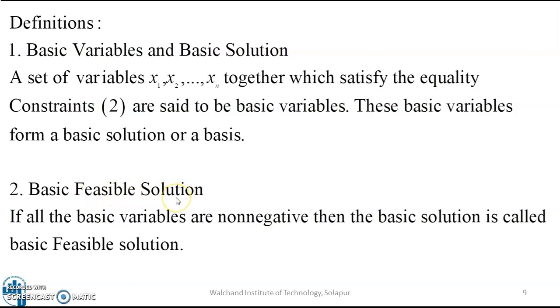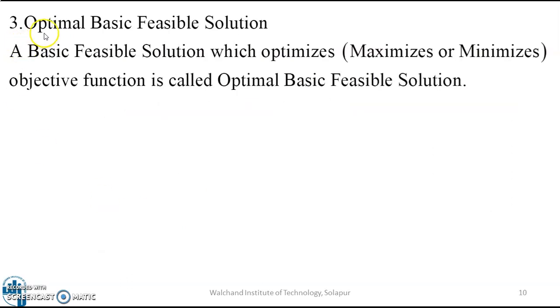The next definition is a basic feasible solution. If all the basic variables are non-negative, then the basic solution is called a basic feasible solution. That is, a feasible solution in which all the variables involved are non-negative is called a basic feasible solution. Finally, an optimal basic feasible solution means a basic feasible solution which optimizes, that is maximizes or minimizes, the given linear programming problem.